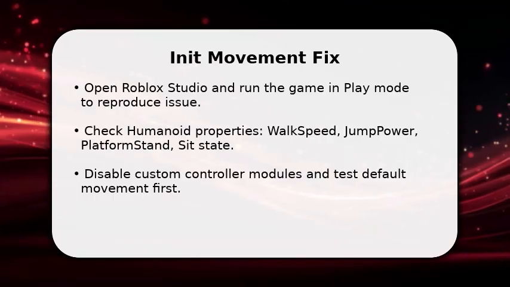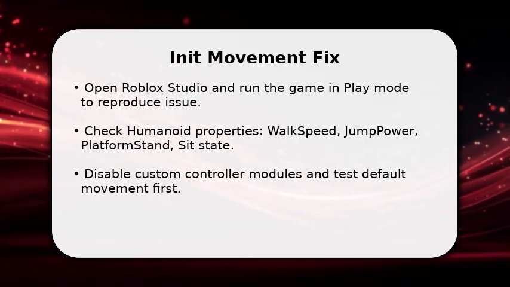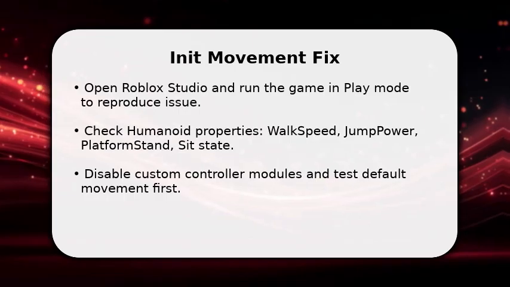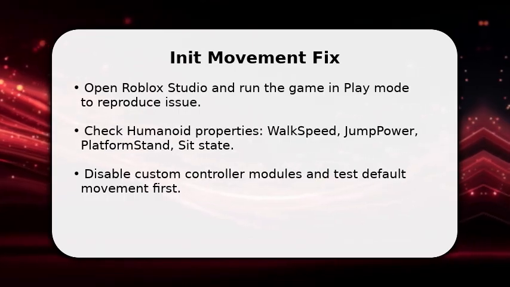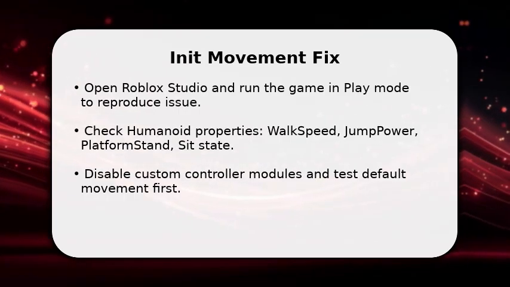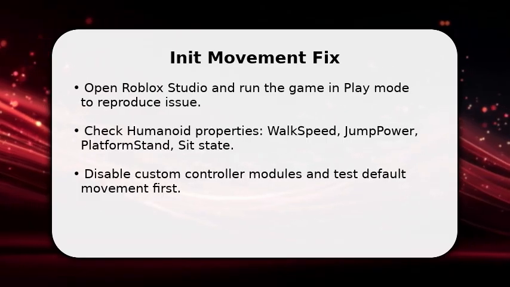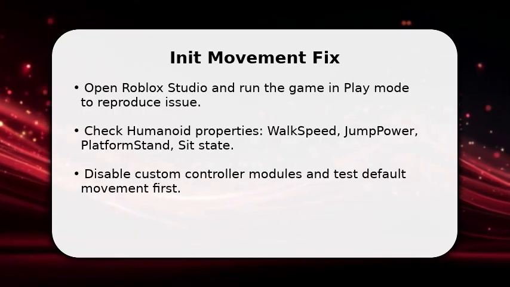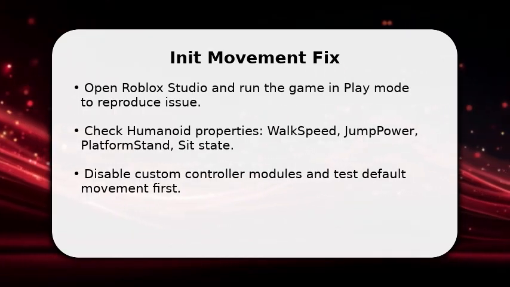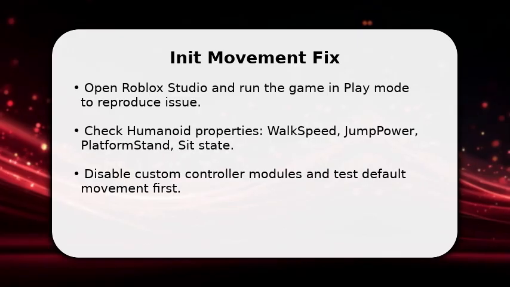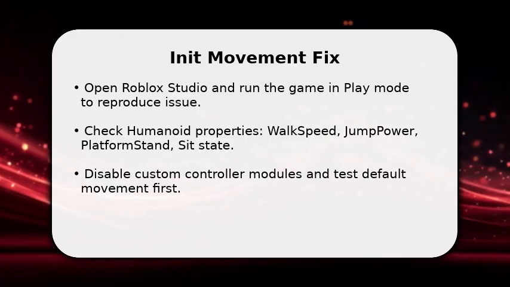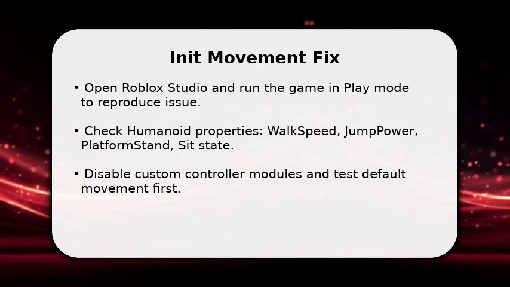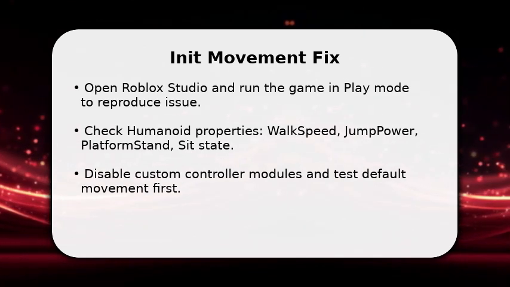You start by reproducing the problem in Studio Play mode so you can test changes immediately. This confirms whether movement is engine or script related. Next, inspect the character's humanoid, verify walk speed and jump power values, and ensure platform stand and sit are false. Then disable any custom control or input modules temporarily to see if built-in movement returns. Once done, make one small change at a time and rerun to identify the exact cause without introducing new variables.